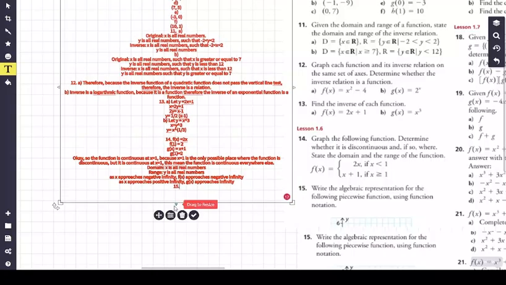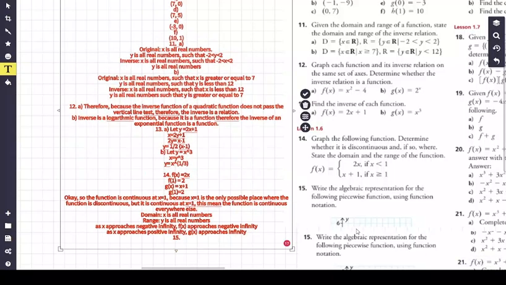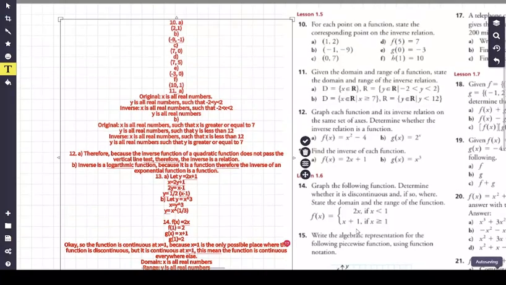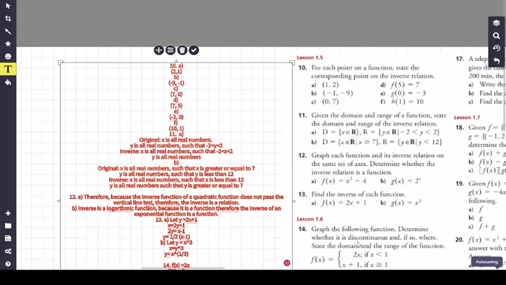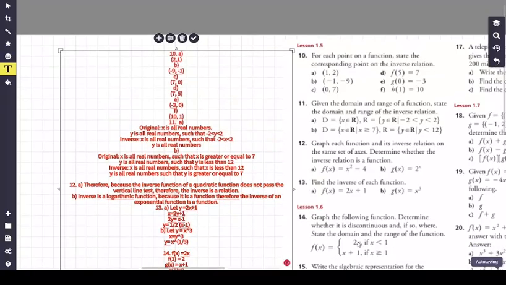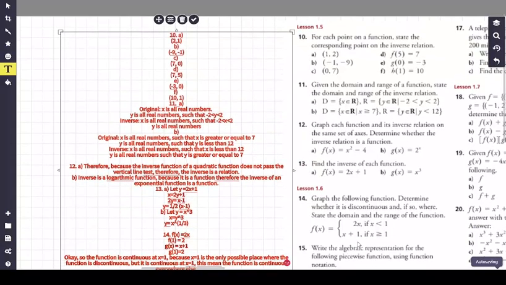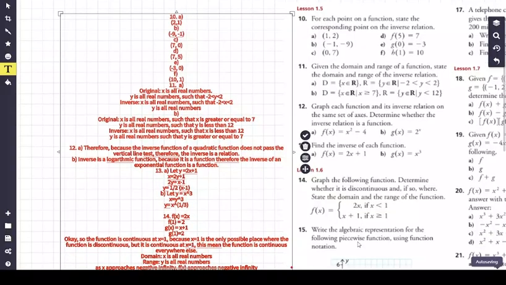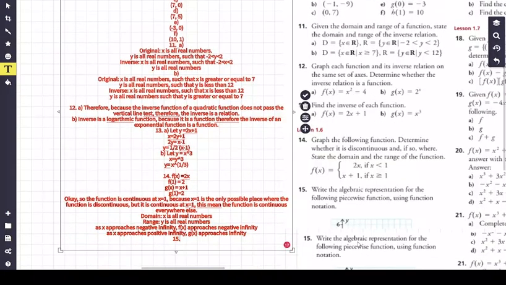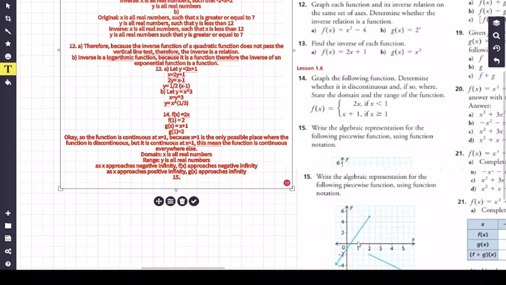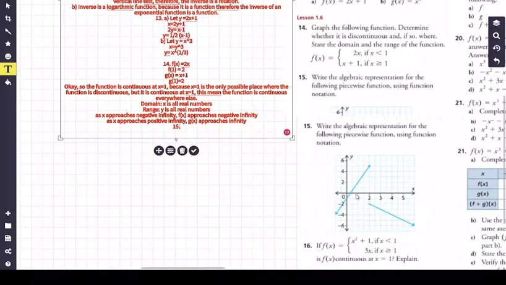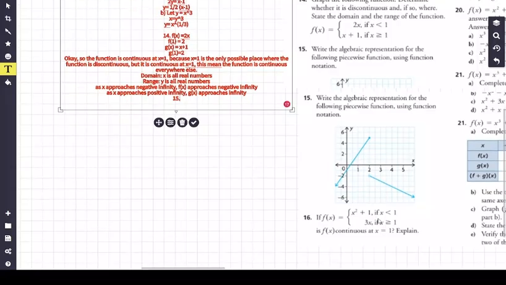Okay, let's go ahead and write 15. There's a little bit of overlap here because the copy and paste wasn't so well. Write the algebraic representation for the following piecewise function using function notation. So we have this. Right away after looking at this it is definitely two linear functions, without a doubt.